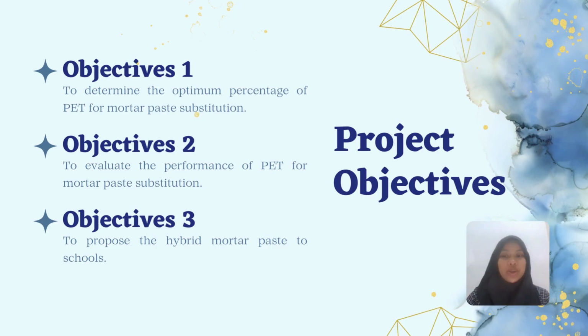So these are our three objectives. Objective 1, to determine the optimal percentage of the PET for mortar paste substitution. Objective 2, to evaluate the performance of PET for mortar paste substitution. Objective 3, to propose the hybrid mortar paste to school.